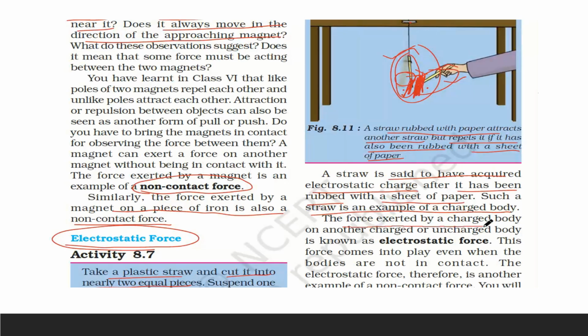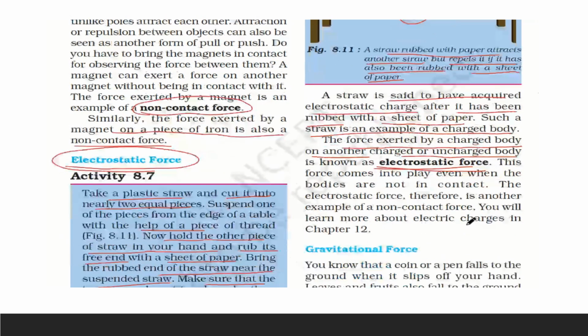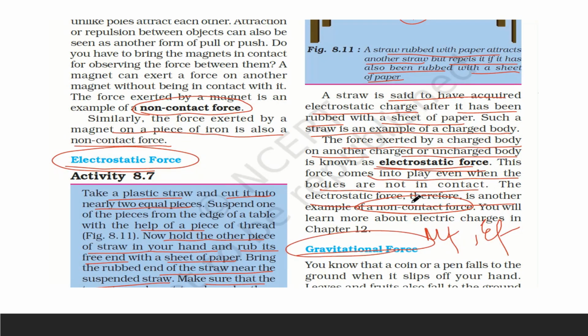The force exerted by a charged body on another charged body or uncharged body is known as electrostatic force. This force comes into play even when the bodies are not in contact with each other. Electrostatic force is another example of a non-contact force. The first was magnetic force, the second is electrostatic force, and third we will come to gravitational force. They are also non-contact forces.